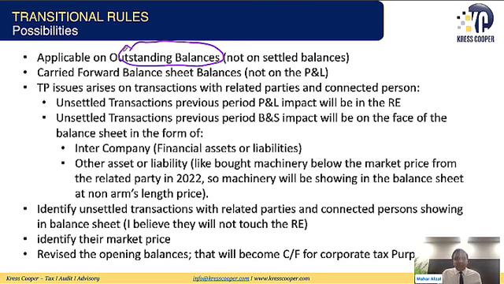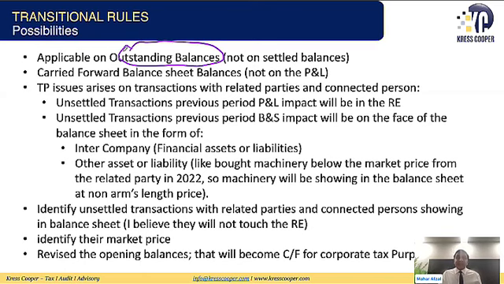Second thing, we will carry forward only items as per the balance sheet. We will not carry forward anything related to the profit and loss. That impact will always be there in the retained earning. TP issues arise on transactions with the related parties and connected persons. Unsettled transaction previous period P&L impact will be in the retained earning.